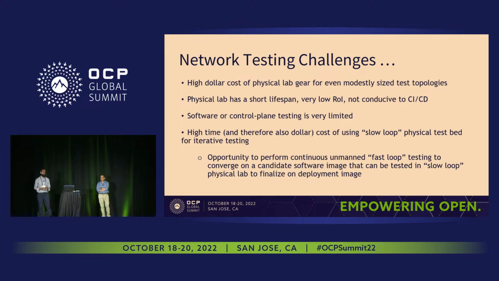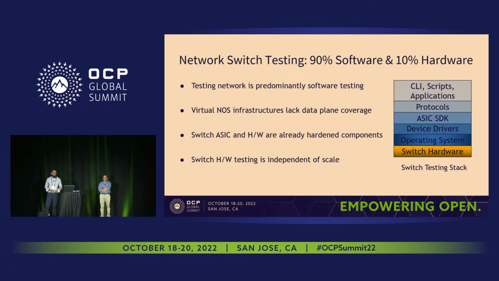So at this point, we're presented with the question: is there a way to improve this, and to do some sort of unmanned testing at speed? If not in a holistic way, then at least to speed up testing so that you can narrow down some candidate images for SONiC to deploy, and then take your testing over to the physical side and do that bit, right? So that's our problem statement.